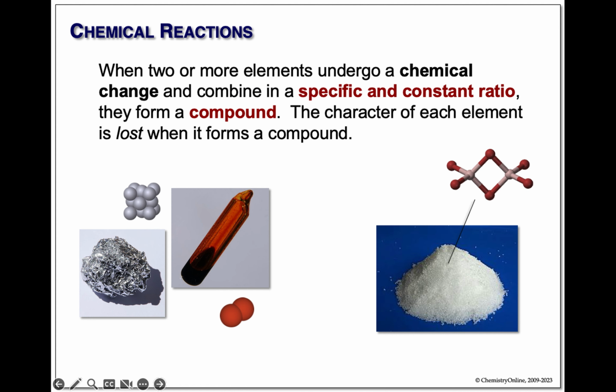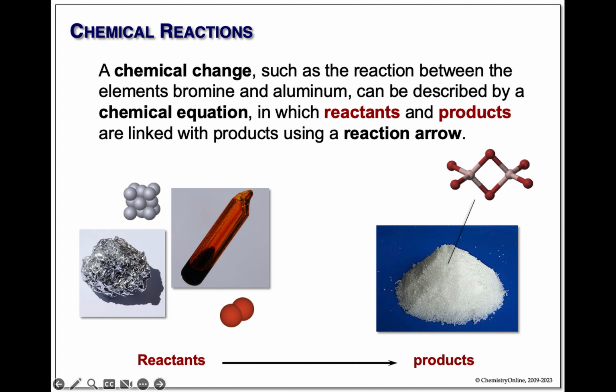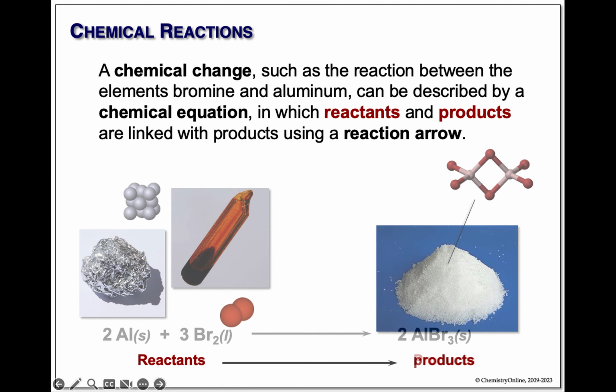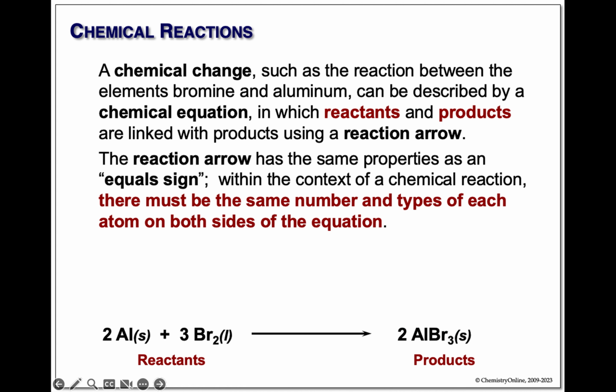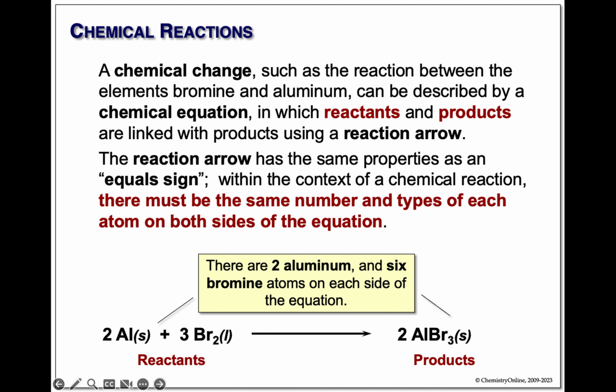Well, we said elements undergo chemical change, specific ratio, we get a compound. Everything changes when we make the compound. Chemical change, we define as reactants and products, and we use our reaction arrow. Again, we said the reaction arrow has the properties of an equal sign. So you must have the same numbers and types of atoms on both sides. Here we have 2 aluminums, we have 6 bromine atoms, 2 aluminums, 6 bromine atoms.